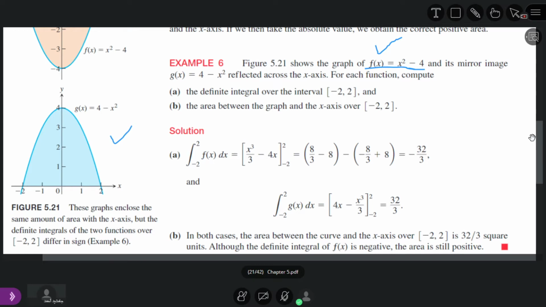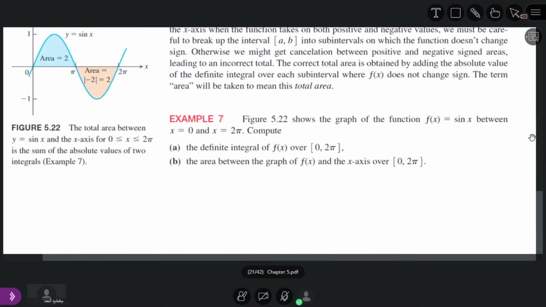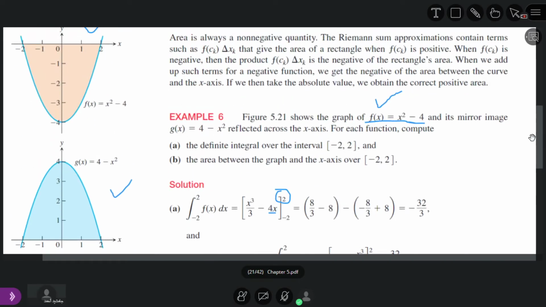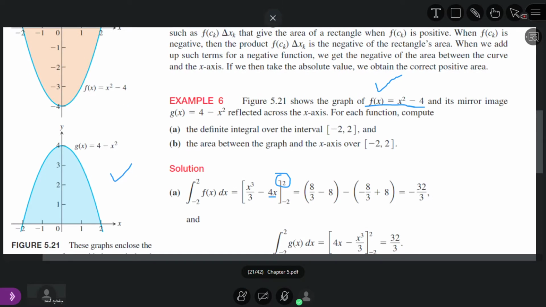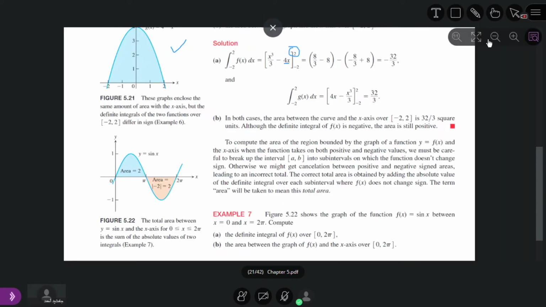So if we use the fundamental theorem of calculus 2, what is the antiderivative of x squared minus 4? It is equal to x to the power 3 divided by 3 minus 4x. First we put in the upper limit, which is 2. So 2 to the power 3 is equal to 8, so 8 divided by 3.